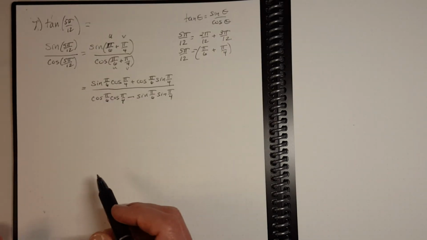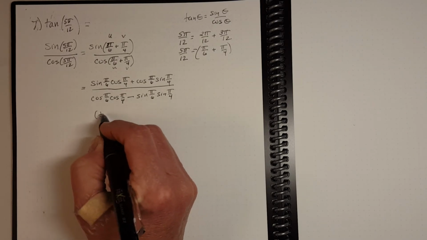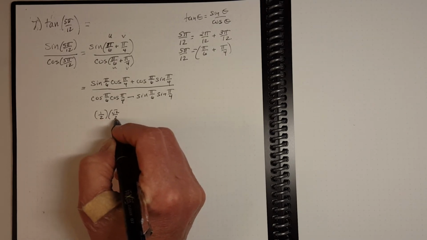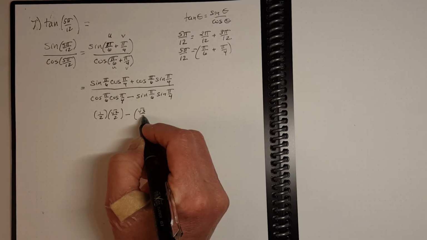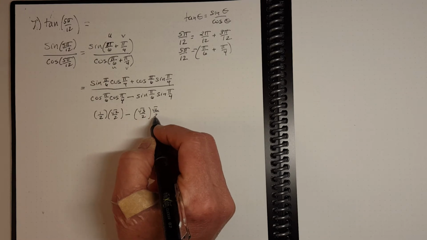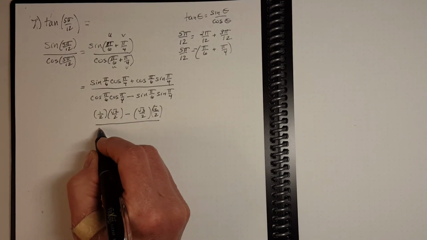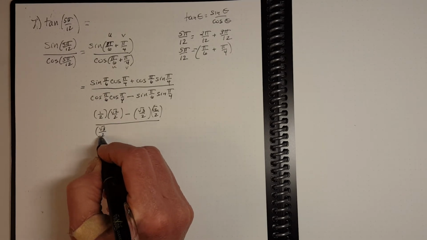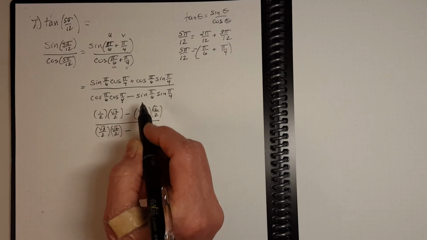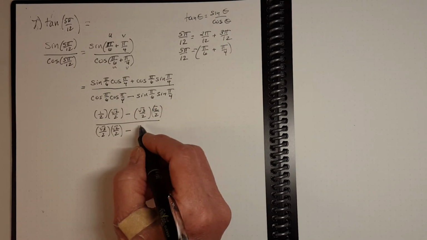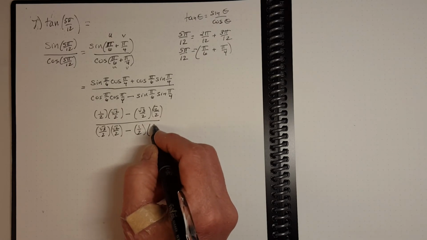Okay, now we're going to plug in the numbers from the unit circle. Sine of pi over 6 is 1/2. Cosine of pi over 4 is root 2 over 2. Minus cosine of pi over 6 is root 3 over 2. Sine of pi over 4 is root 2 over 2. Over. Cosine of pi over 6 is root 3 over 2. Cosine of pi over 4 is root 2 over 2. Minus sine of pi over 6, which is 1/2. Sine of pi over 4, which is root 2 over 2.